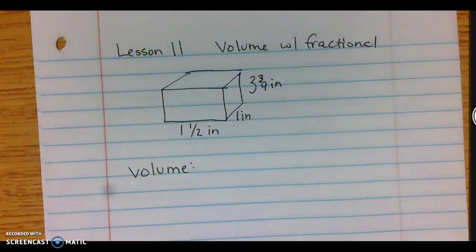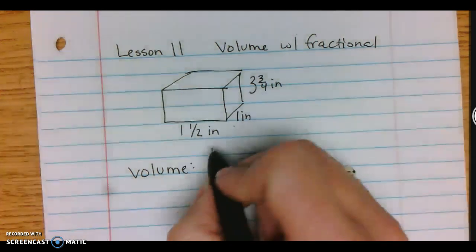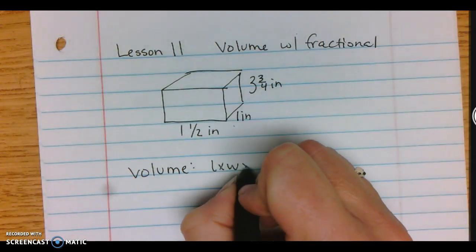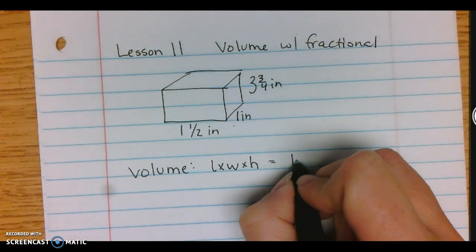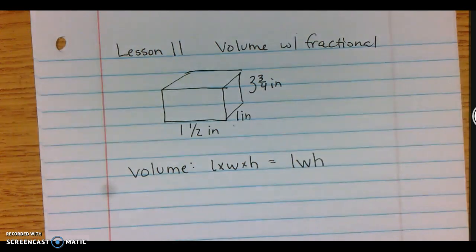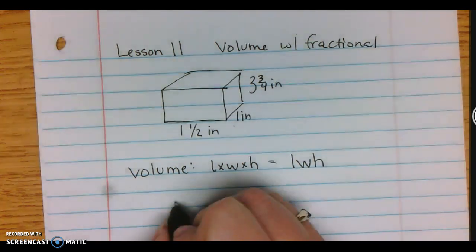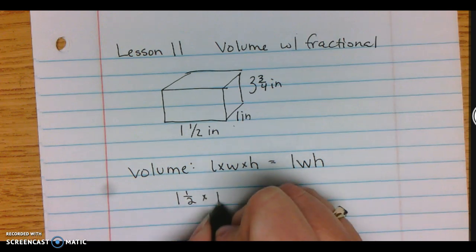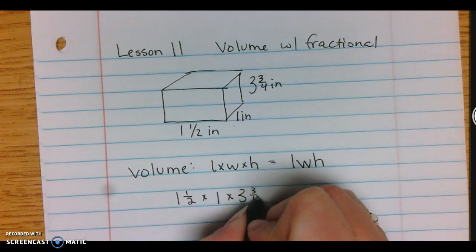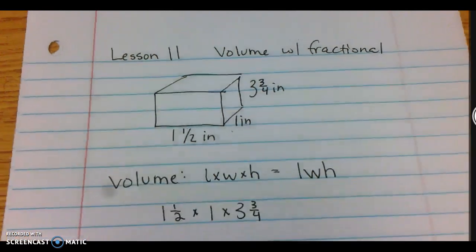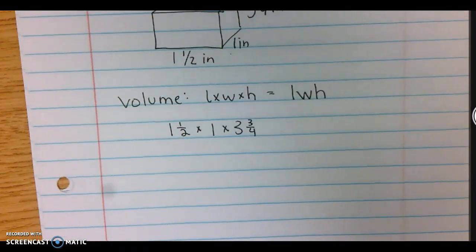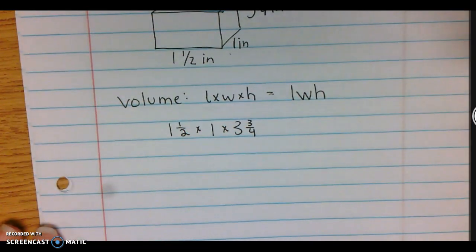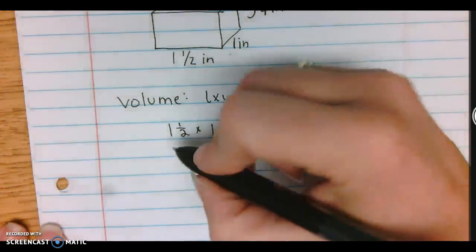The first thing we can do is use the formula for volume, which is length times width times height gets the volume. And we would actually see it in juxtaposition like this, length times width times height. So when I have 1.5 times 1 times 3 3/4, I need to multiply those three together. And when I see mixed numbers, I know that I need to multiply fractions times fractions. So I'm going to need to change these mixed numbers into improper fractions first.